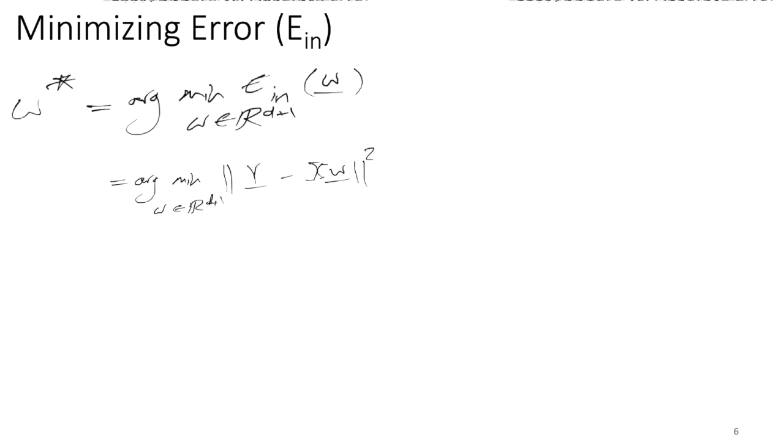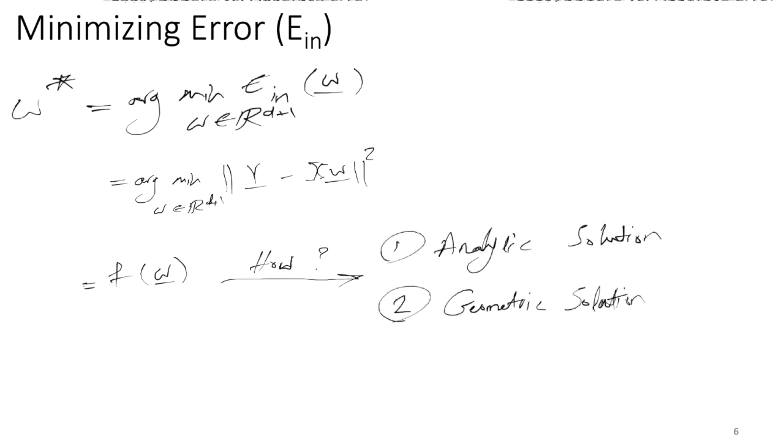If you expand E of in, you're going to have the vector of y minus x w, and we are using the least square here, and we call this f of w. I mentioned last session also some minutes ago that there are two methods in order to minimize that. The first one is the analytic solution, and the second one is the geometric one. So we're going to discuss both of them here.